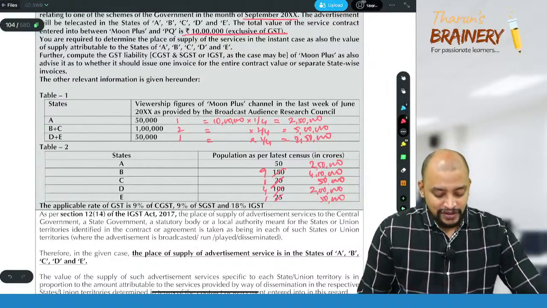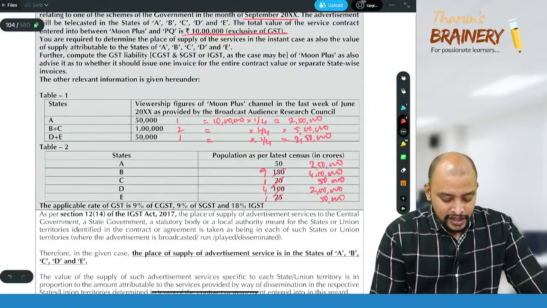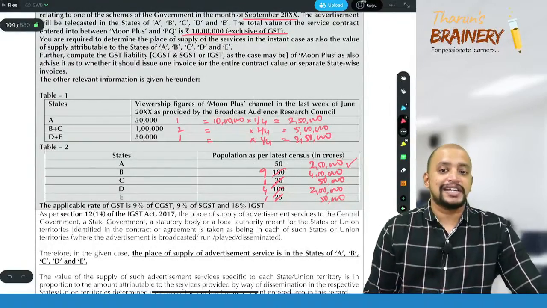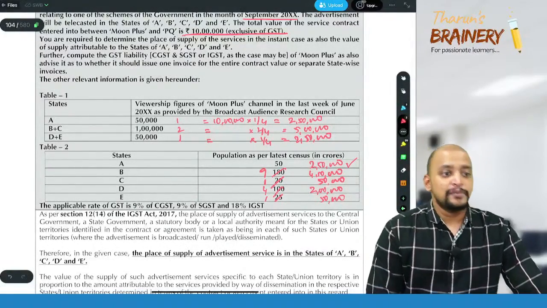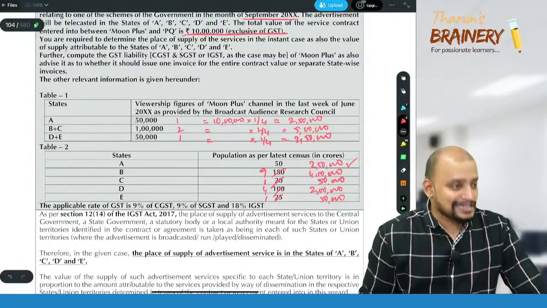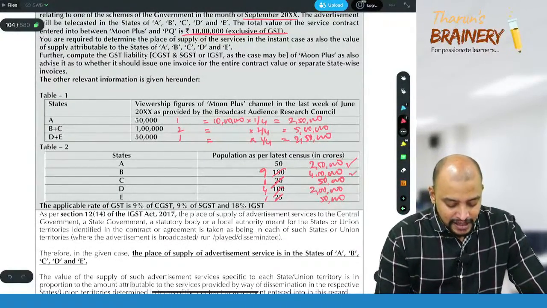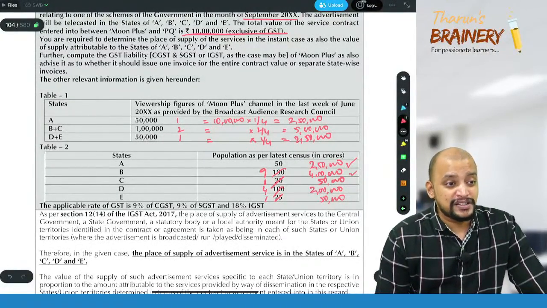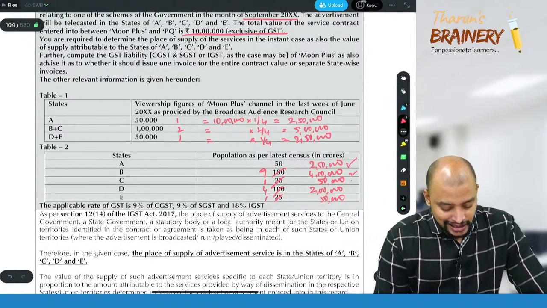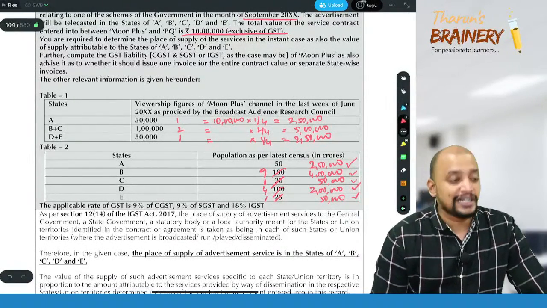So now you divide the entire value in this way. So 2,50,000 first one, state A. Supplier is in state A, place of supply also state A, intra-state supply. Second, supplier in state A, place of supply state B, so inter. Third inter, fourth inter, fifth inter, okay.